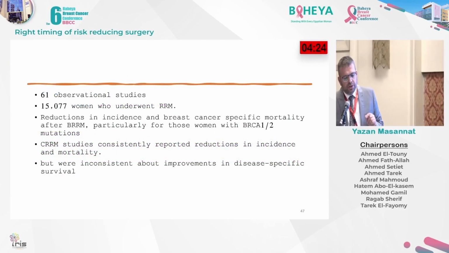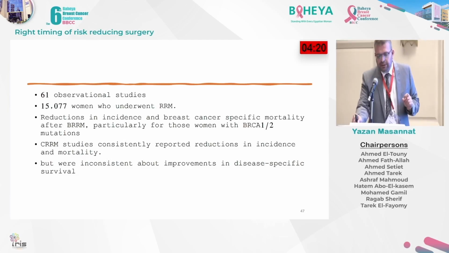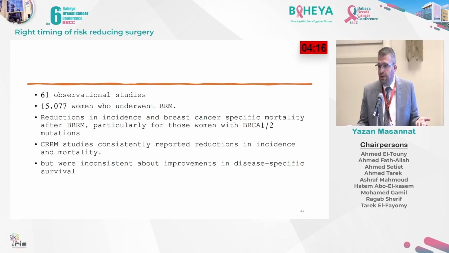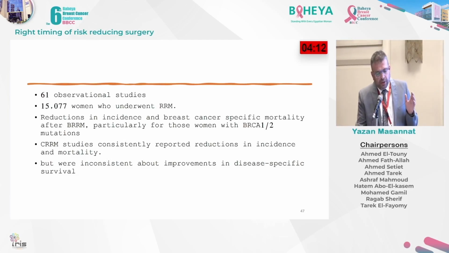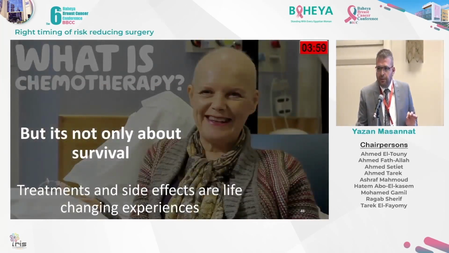And the conclusion is that, yes, there is reduction of incidence in breast cancer specific mortality, particularly for the BRCA1 and BRCA2 mutations, mainly because you're doing the mastectomies, they're less likely to have any cancers. But the studies consistently reported reduction in mortality for the contralateral risk-reducing mastectomy, but they were inconsistent about improvement in disease-free survival. And let's remember, it's not only about survival.